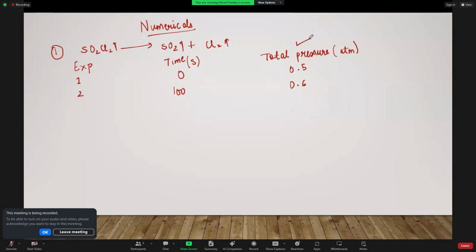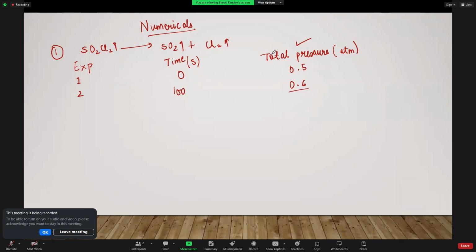So total pressure is the pressure exerted by the complete system. There are three species in this reaction, SO2Cl2, SO2 and Cl2. So the total pressure is the sum of the partial pressures of all three species at that particular time, that is at 100 seconds. When we add all the partial pressures, we would get 0.6. So you should be aware of this difference, that is why the total pressure is increasing with time.